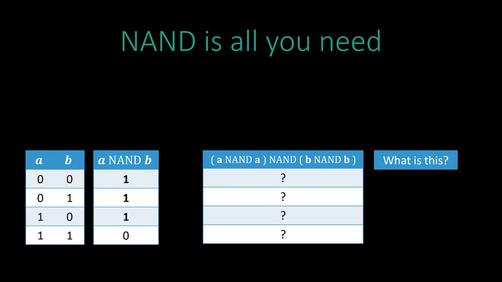So that's the answer to that. This is AND. Now let's look at the next formulation, and that's this one: A NAND A, NAND B NAND B. Can you evaluate that and tell me what it is? It can be anything.